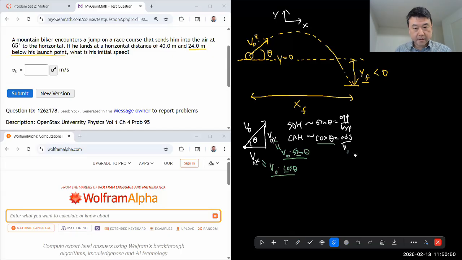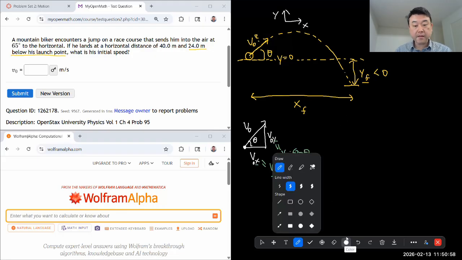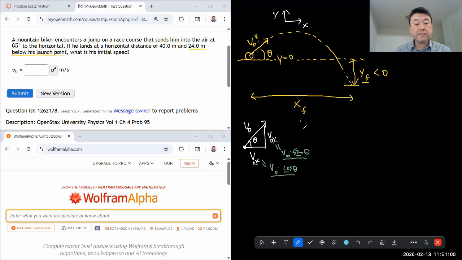So we start by breaking my motion into x and y components. Usually I need to break the velocity into components. And after I've done that, then I can write my kinematics equations. So for projectile motion, you have the x component of motion, which is pretty simple.